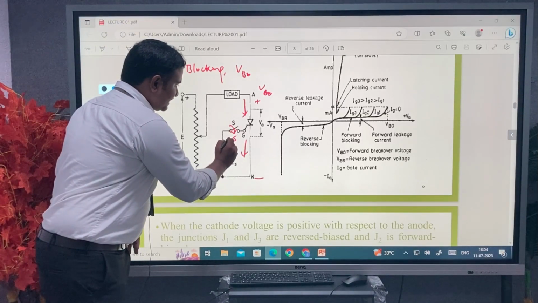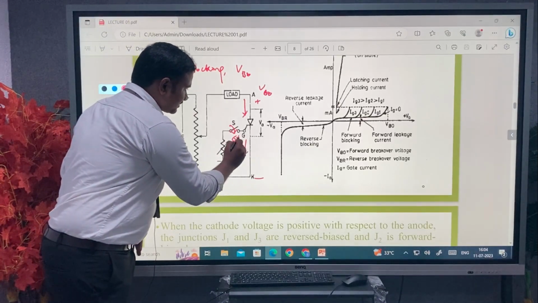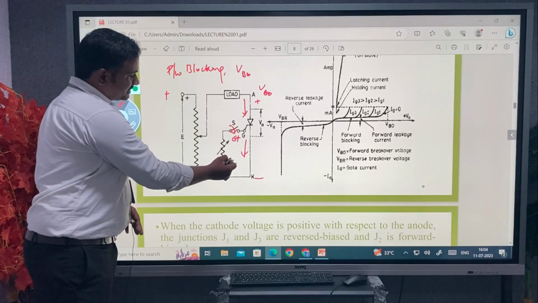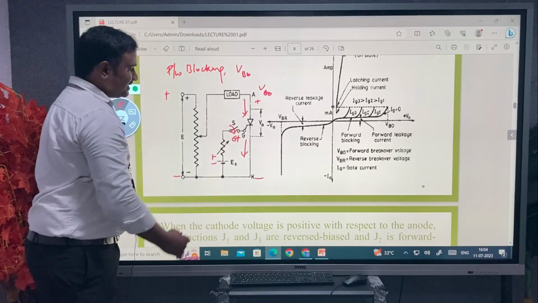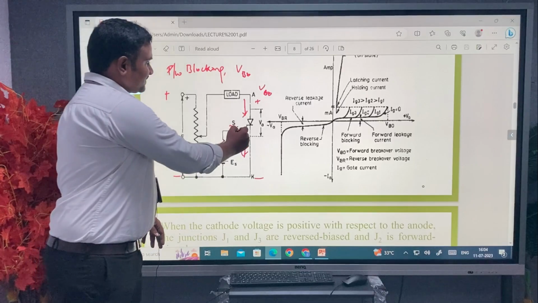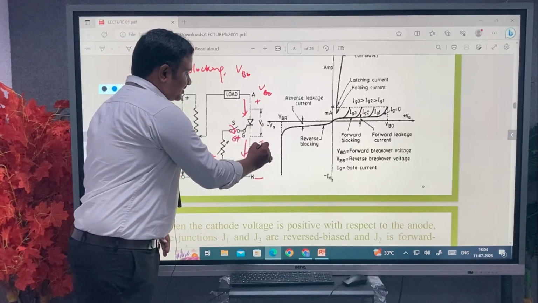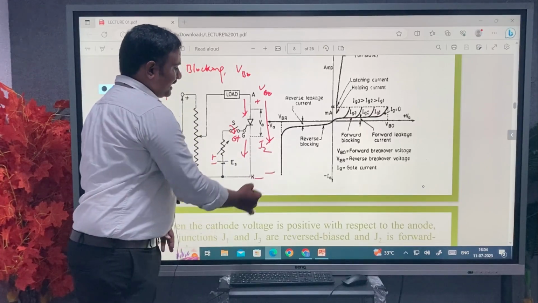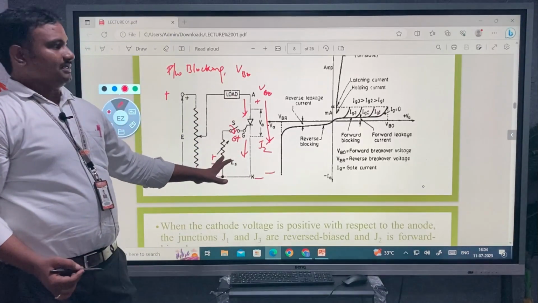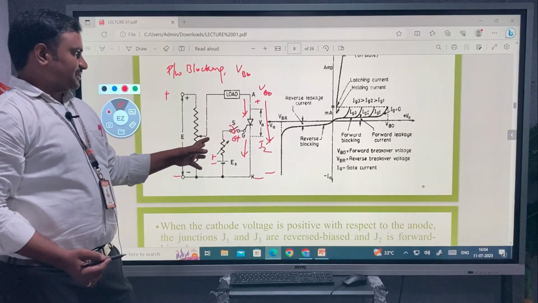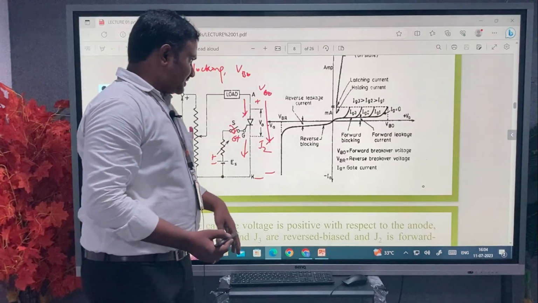The gate is positive with respect to the cathode, which is negative. By varying the resistance position, we can vary the additional source ES and the current supplied to the gate. Then junction J2 will break down, and therefore current flows from plus to minus, that is anode to cathode, through the thyristor. That is the on state of the thyristor, which we can observe here.